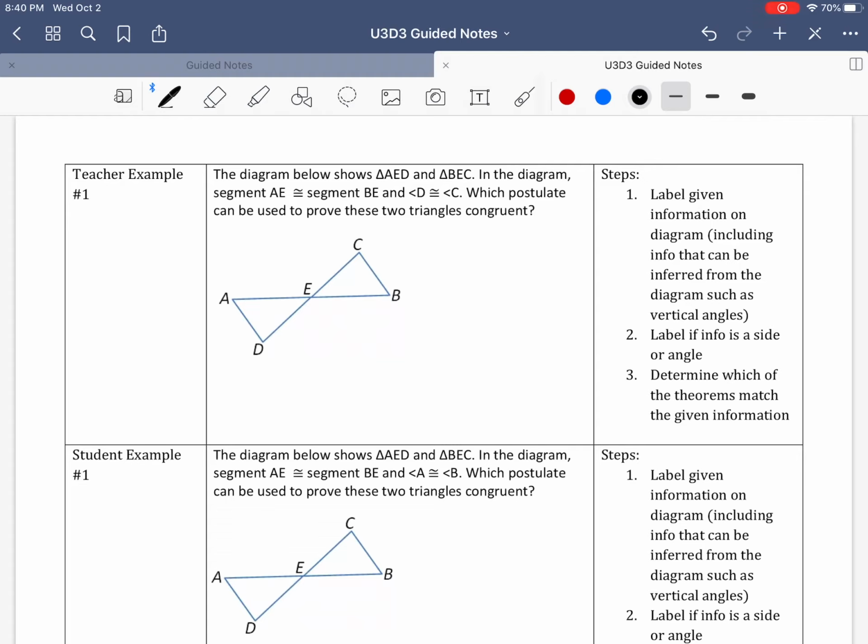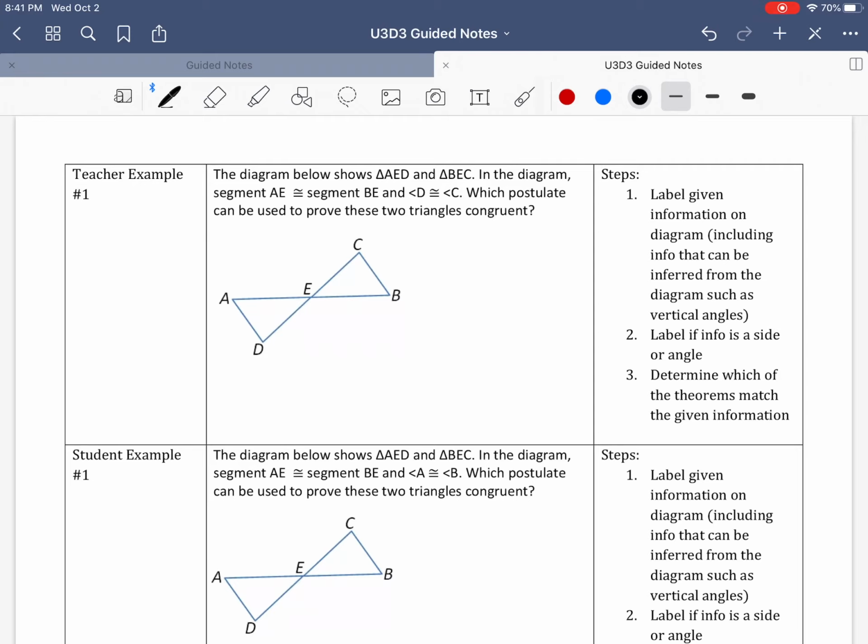So here's our first teacher example. The diagram below shows triangles AED and BEC. In the diagram, segment AE is congruent to segment BE, and angle D is congruent to angle C. Which postulate can be used to prove these two triangles congruent?